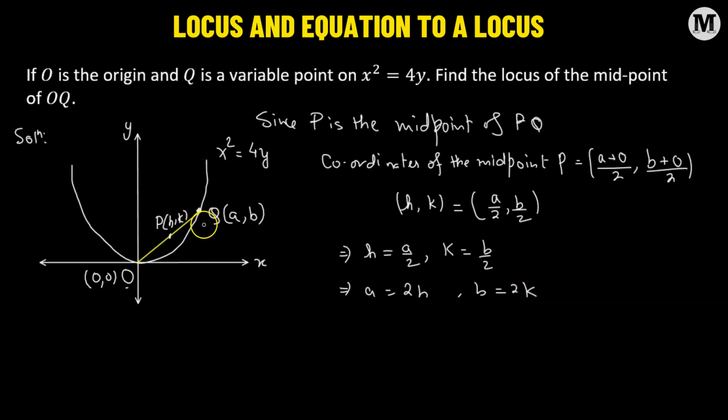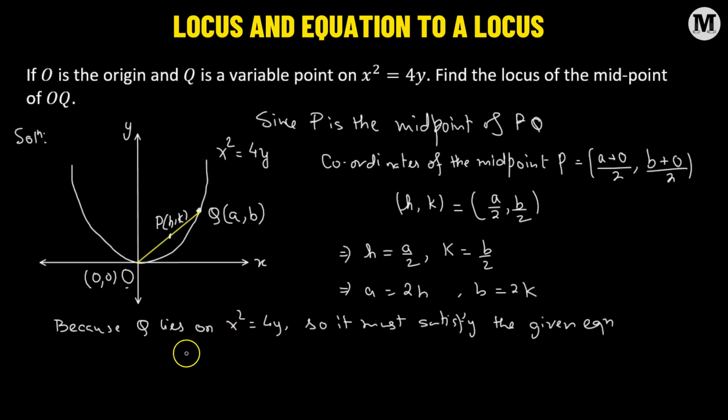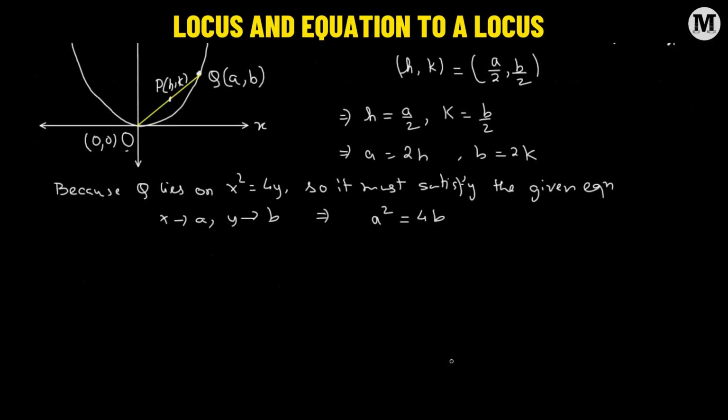Now coming to point Q. Clearly Q is lying on the parabola x squared equals 4y, so point Q is going to satisfy this equation. That means we can replace x with a and y with b, which gives us a squared equals 4 times b. However, we have already defined the values of a and b in terms of h and k respectively.